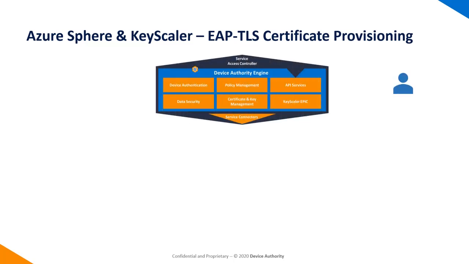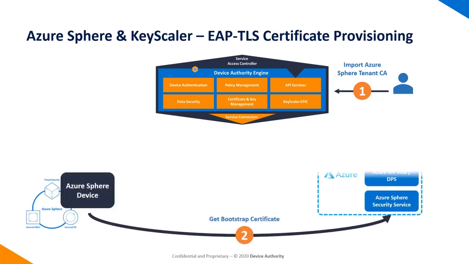Step 1 is to configure KeyScaler to establish the trust between the KeyScaler tenant and the Azure Sphere security service. We need to import the Sphere Tenant Certificate Authority into the KeyScaler system. This is a one-time configuration. This will effectively allow KeyScaler to trust the Azure Sphere device when it tries to authenticate itself.